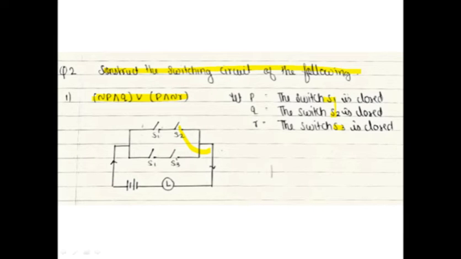So negation of P and Q both are connected in series, so they will come in this series, S1 dash and S2. And R is used, they are connected in parallel. See, here we have connected in parallel. And P and negation of R are connected in series, so they will come. So this is the representation of the circuit.